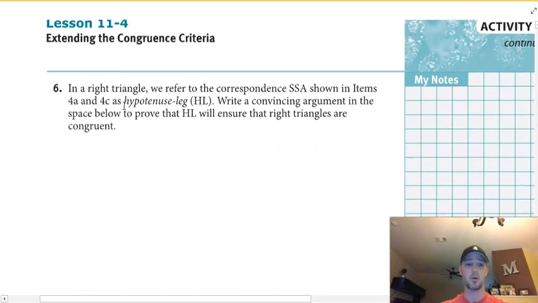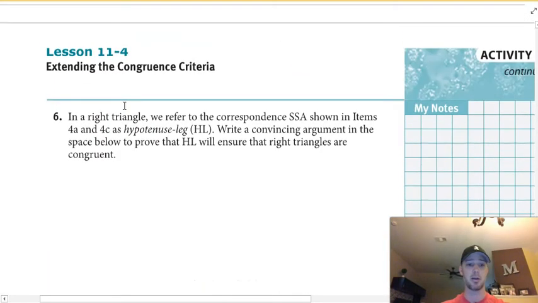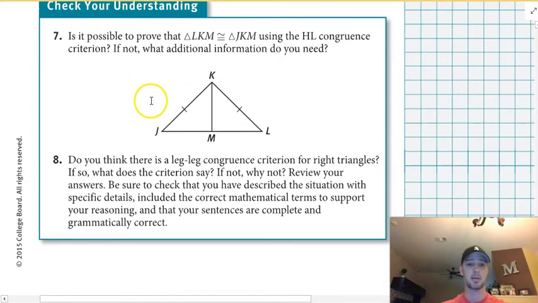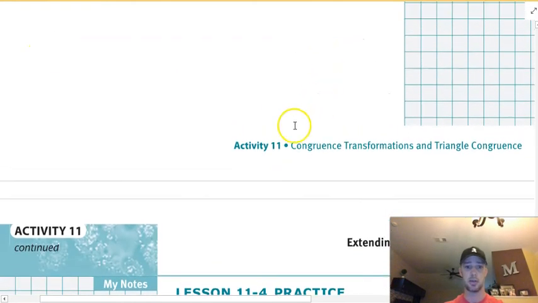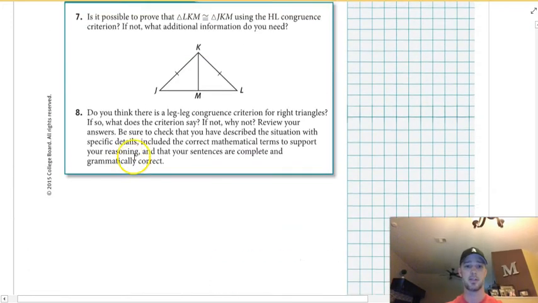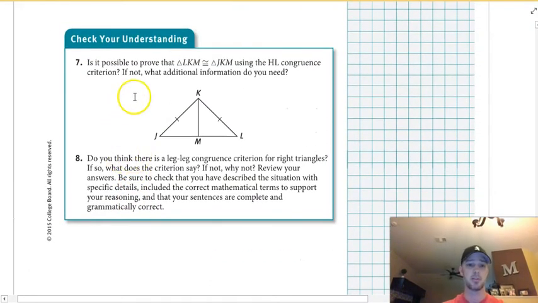All right, so let's go back and look at an example down on page, what page are we on? 163. All right. So it says, is it possible to prove these triangles are congruent using HL?